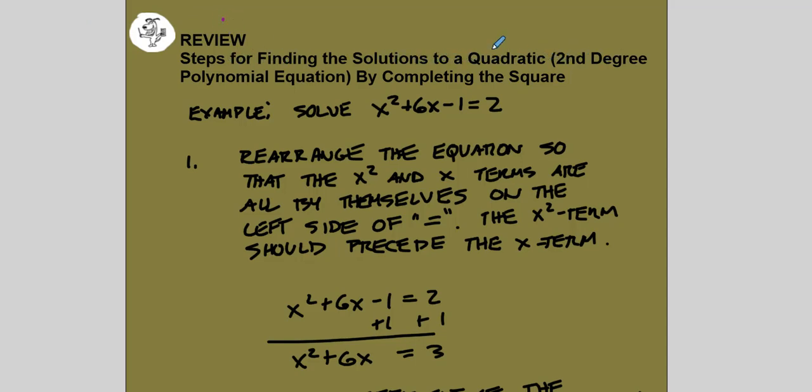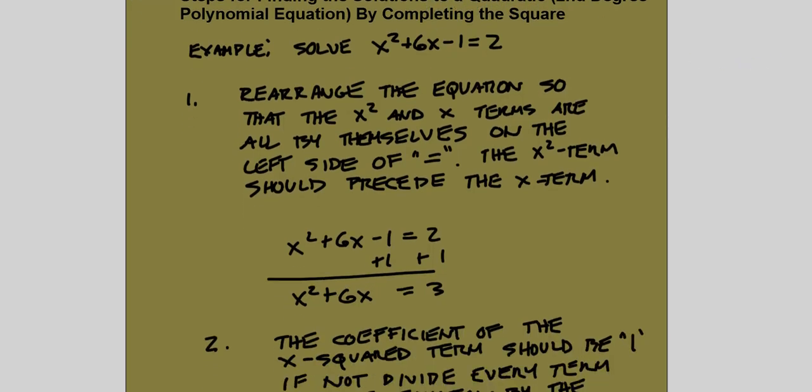quadratic, that's a second-degree polynomial equation. Quadratics are polynomials. Polynomial equations have exponents that are whole numbers like 0, 1, 2, 3. If the highest power of the variable is the second power, then it will be a quadratic polynomial equation. So we're going to look at the steps for finding solutions to a quadratic by completing the square.